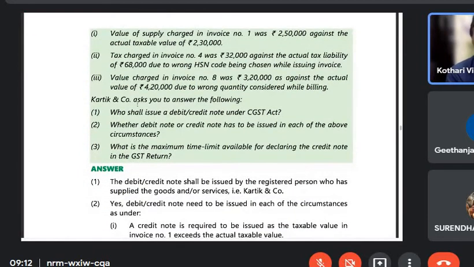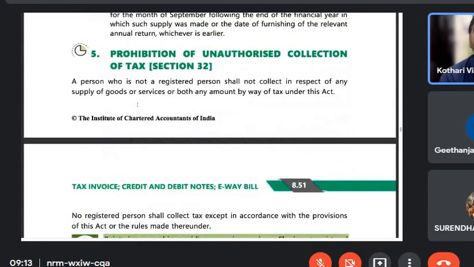Value charged in invoice number 8 was 3,20,000 against actual value of 4,20,000. So now, value is charged less. What to issue? A debit note has to be issued. Right? So this is debit note and credit note.